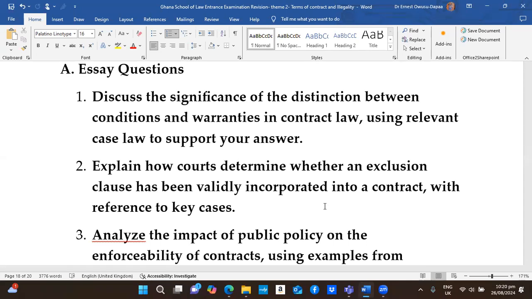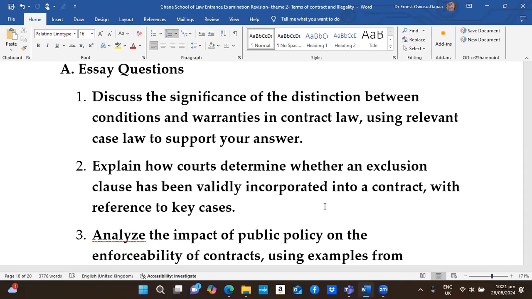You explain what the condition is, and you give an example, a case law illustration. You explain what the warranty is, and you give a case law illustration. And then you tell us what the main distinction is, and then what the significance of the distinction is.